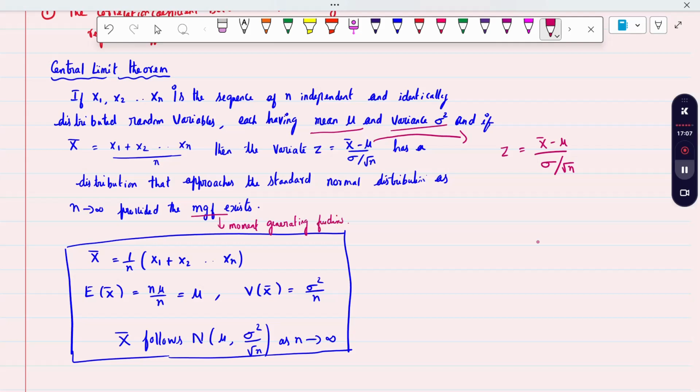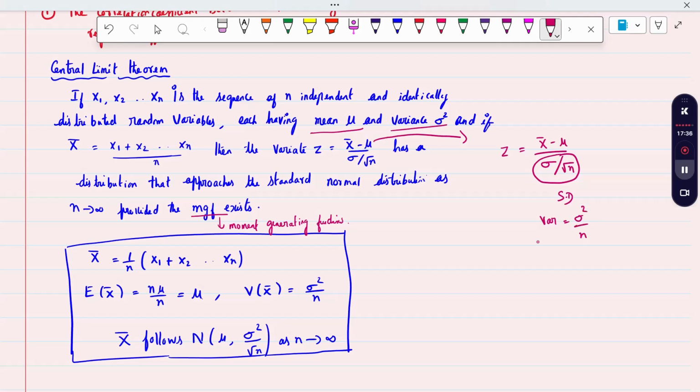In problems, this is what we will be doing. X bar is 1 by n times x1 plus ... plus xn. The expectation of x bar is mu. The variance of x bar is sigma square divided by n. Squaring the denominator gives the variance; the square root of it is the standard deviation. If you need the variance, it is sigma square divided by n.